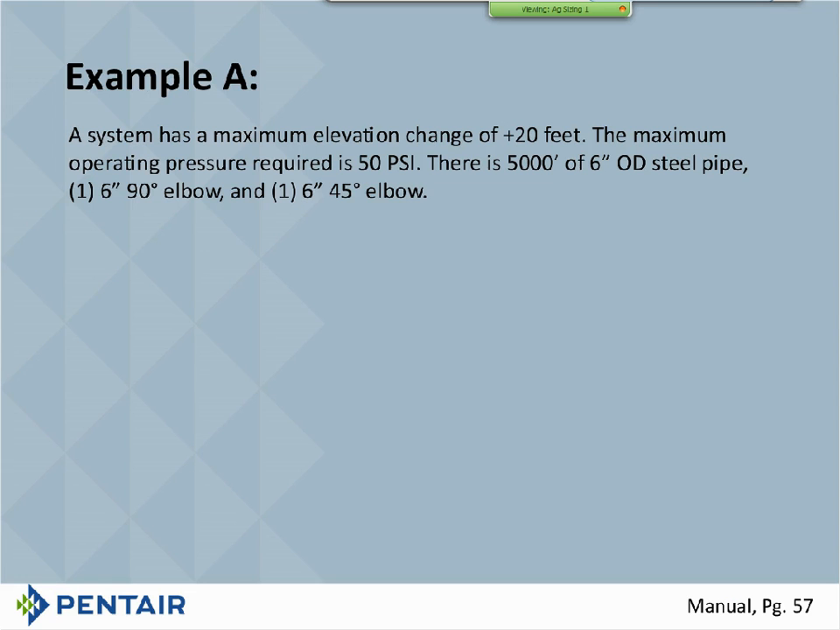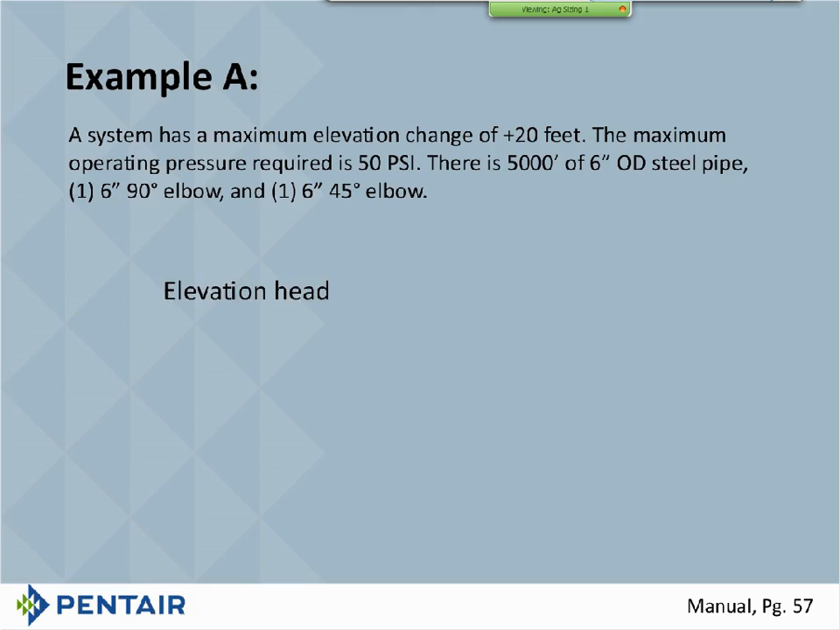And the first thing we're going to do here is we're going to notice that we've got a system here. We're going to do an example. This is called example A. And example A says we have a system that has a maximum elevation change of plus 20 feet. The maximum operating pressure required is 50 psi. There's 5,000 feet of 6-inch OD steel pipe with one 6-inch 90 and one 6-inch 45. Now, what we're trying to accomplish in this is we're trying to determine what the system requirements are.